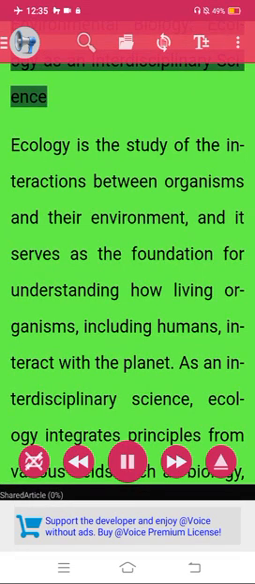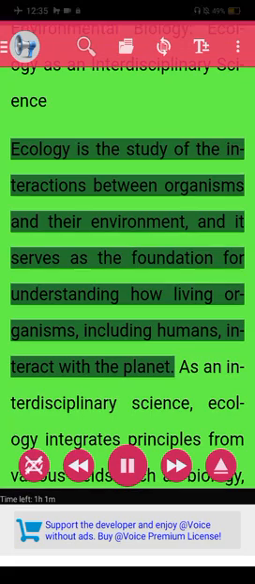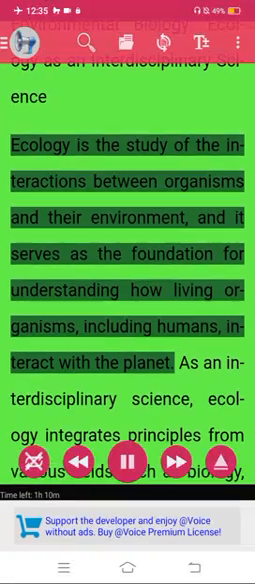Environmental biology. Ecology is an interdisciplinary science. Ecology is the study of the interactions between organisms and their environment.